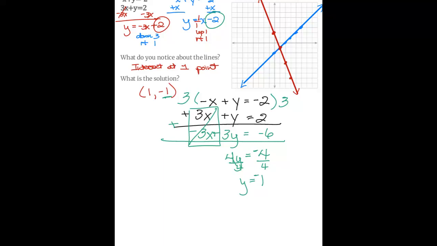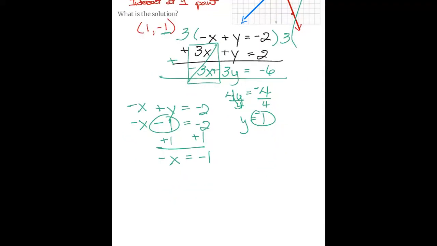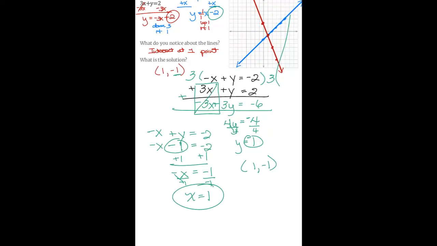So now substitute that in. Let's go to the first one. Negative x plus y is negative 2. So negative x plus a negative 1, that's where I substituted in, equals negative 2. Add 1, add 1. Negative x equals negative 1. So divide by negative 1. X is equal to 1. So the solution is 1, negative 1, which is what we had before. Any questions about that?